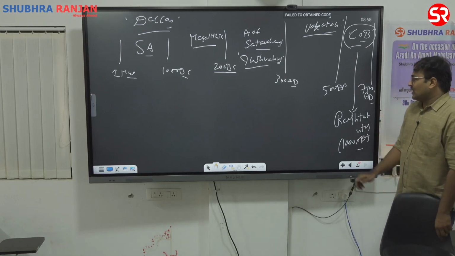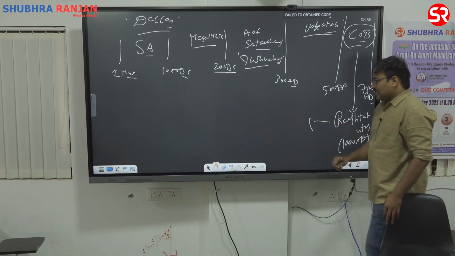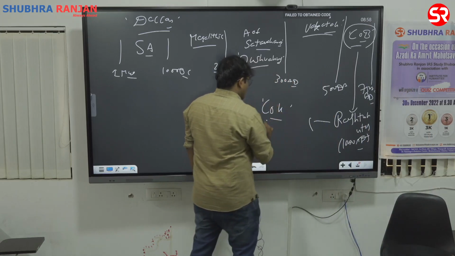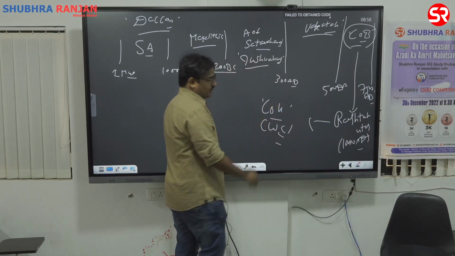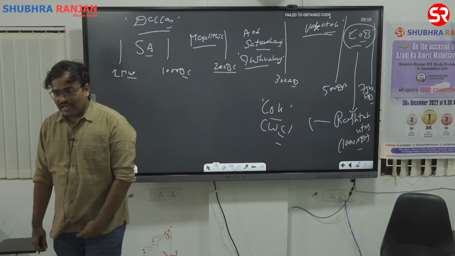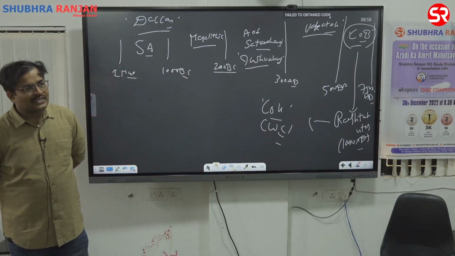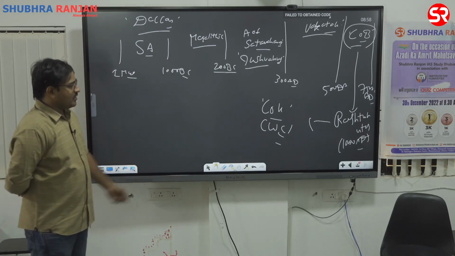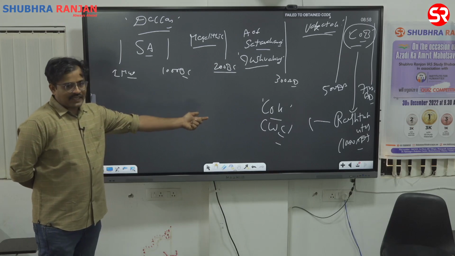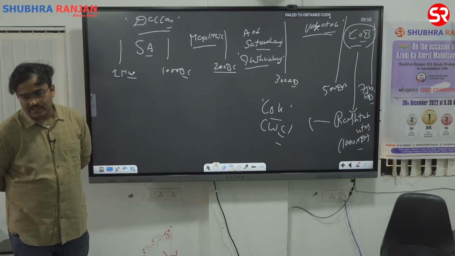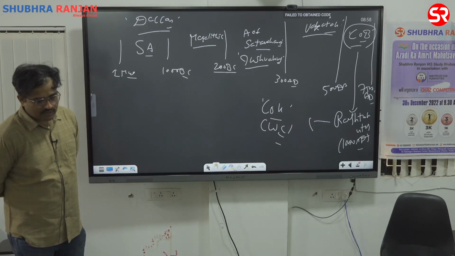Then after the Rashtrakutas, the next ruling dynasty is known as the Chalukyas of Kalyani, and these people are known as Western Chalukyas. Naturally, the name Kalyani means it is their capital. So the Chalukyas of Kalyani are also known as Western Chalukyas.